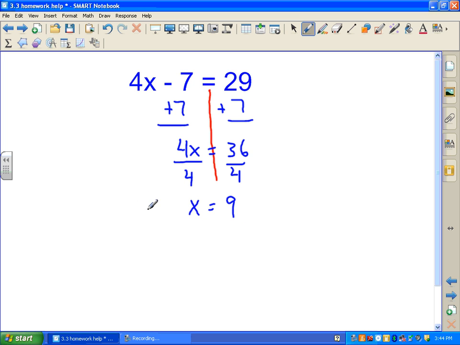Now I'm going to check. I'm going to do 4 times 9 minus 7. I know 4 times 9 is 36. I'm going to do 36 minus 7. I get 29. That is what I wanted to get. So I know my answer of x equals 9 has to be right.